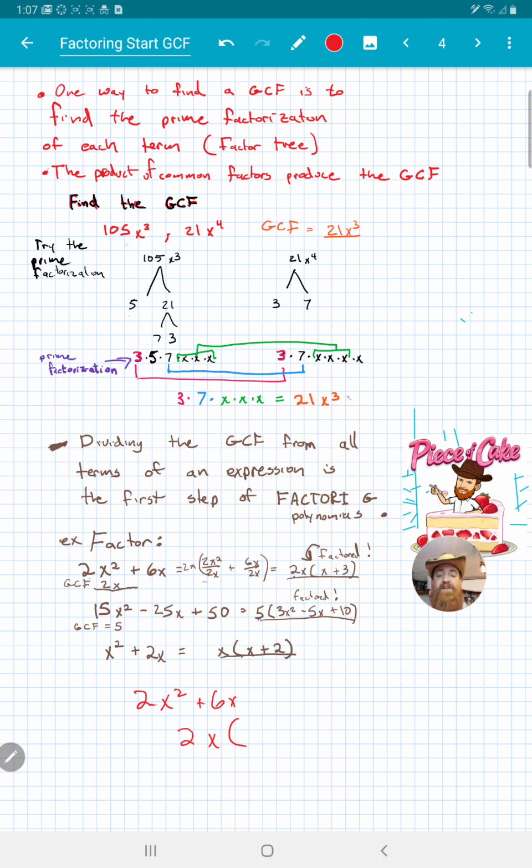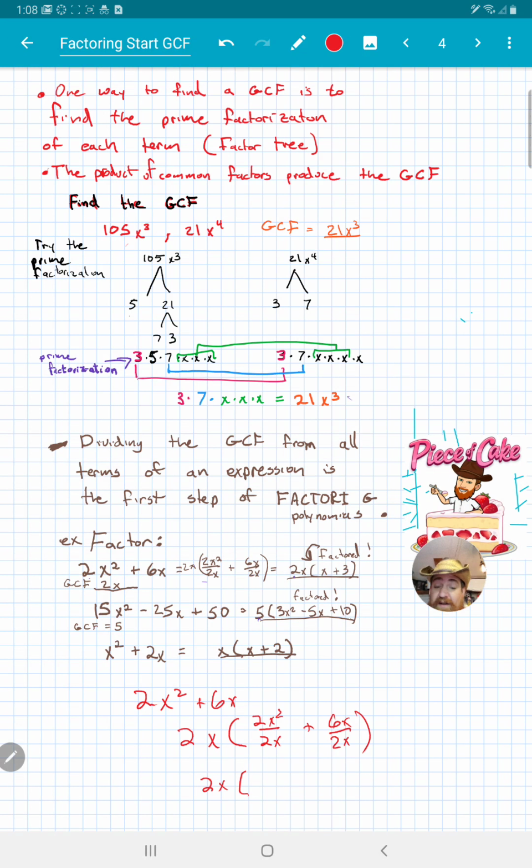So what I do is I pull that GCF out in front of a group, and then inside this group, I'm going to write whatever's left when I divide 2x from each term. So if I divide 2x from 2x squared, and if I divide 2x from 6x, what's left over? When I do that, 2x is still there, my GCF is still out front, and 2 divided by 2 is 1. Typically, we don't write a coefficient of 1. Then x squared divided by x.